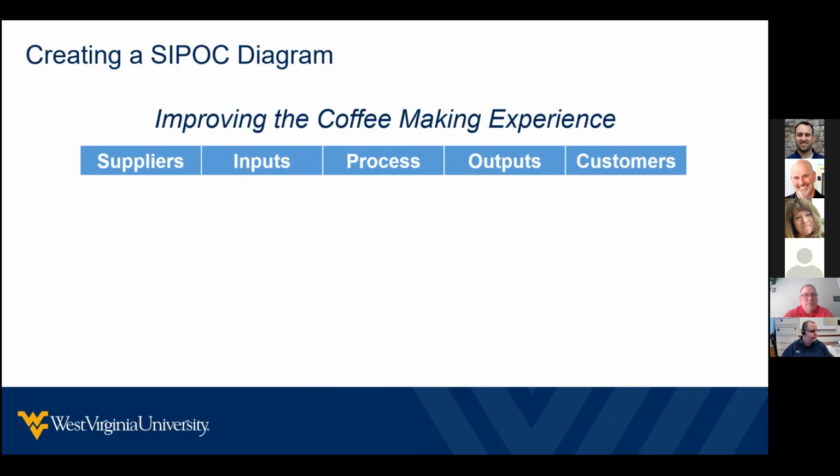The goal of a SIPOC diagram is to set boundaries for an improvement project where we can use the information gathered to identify improvement opportunities, the scope of work, who needs to be part of the improvement team, and what stakeholders should be kept in communication. To start a SIPOC diagram, we begin with the boxes you see on the slide. Now that we have those boxes, let's start to fill them in.